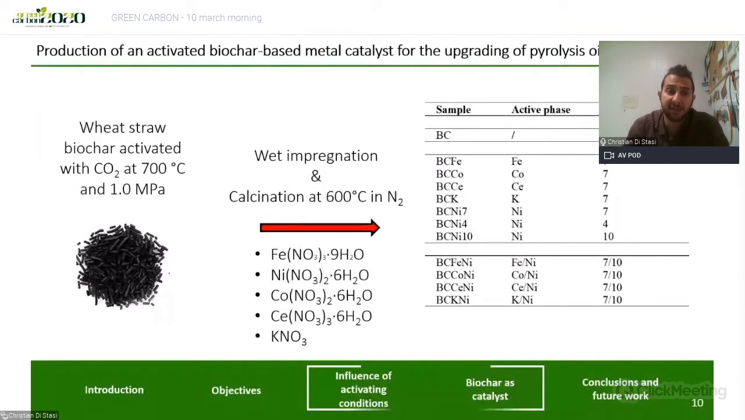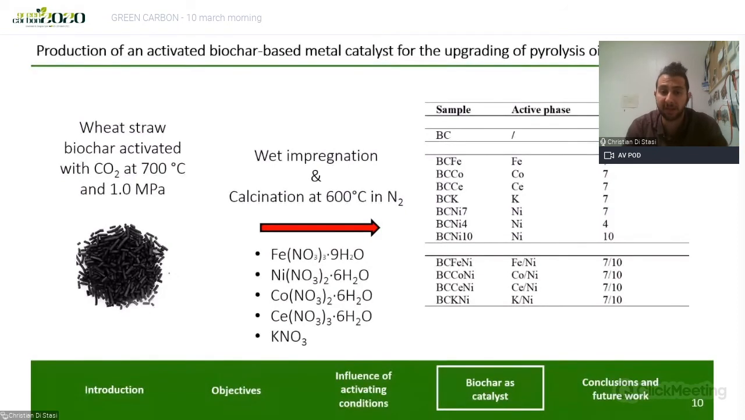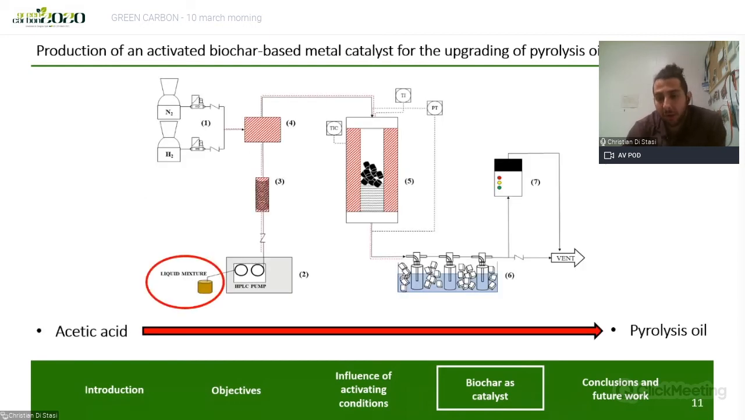As I previously said, we used the biochar activated at 700 degrees C and 1 megapascal, and we used it as support for different catalysts, monometallic and bimetallic, using iron, nickel, cobalt, cerium, and potassium. These catalysts were employed as fixed bed for the steam reforming, in the first stage of acetic acid, which we chose as model compound in order to perform a screening of the best catalyst, and then we tried to reform a real pyrolysis oil.